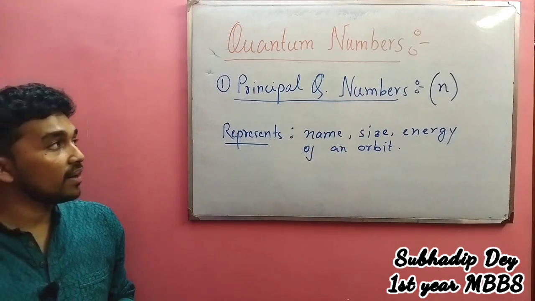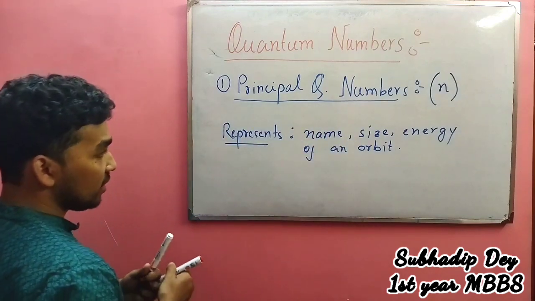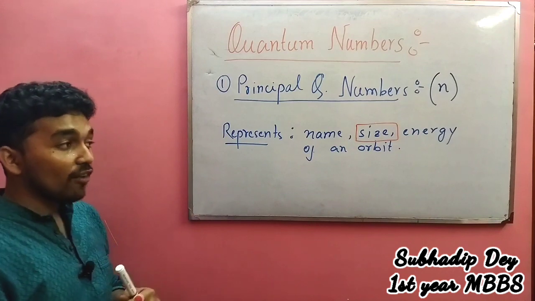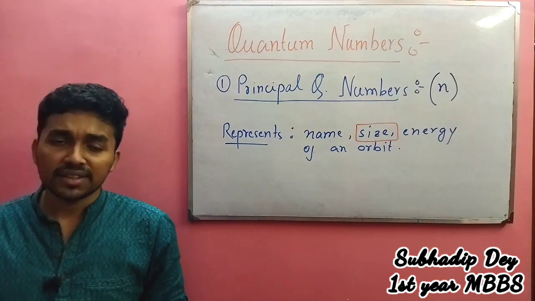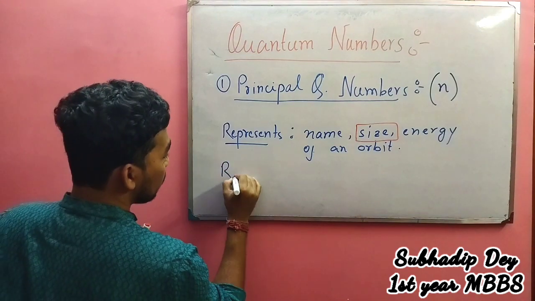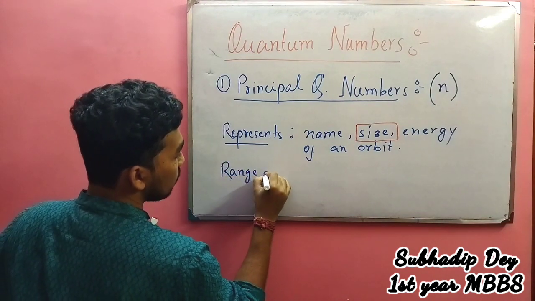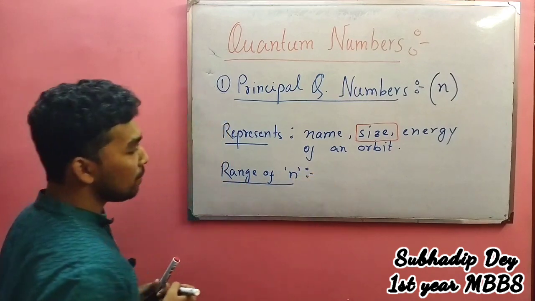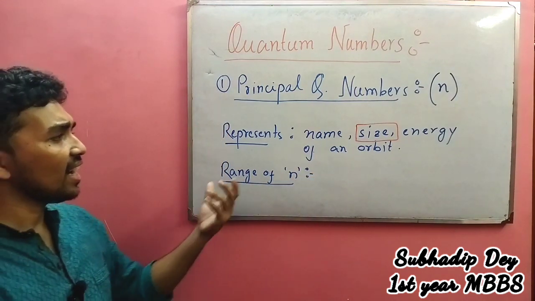And you must remember that principal quantum number represents the size of an orbit. ये वाला क्वेश्चन NEET में बहुत आता है. ठीक है, तो चलो अब हम देख लेते हैं range of n, मतलब प्रिंसिपल क्वांटम नंबर का रेंज कहां से कहां तक है.